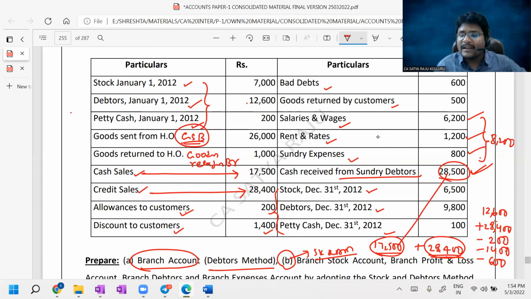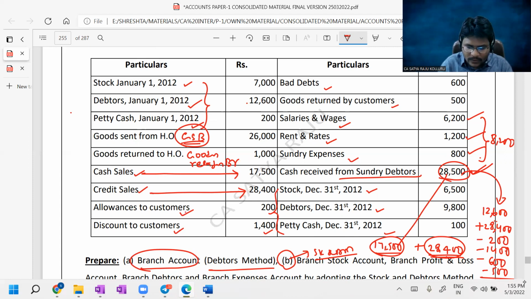And goods returned by the customers means the debtors balance needs to be decreased. At the time of sales, the entry is debtors to sales. At the time of sales returns, the entry is sales returns to debtors. That's why sales returns also you need to decrease, minus 500. If you do this, this figure is equal to 28,500 only. If you want, you can cross check that.